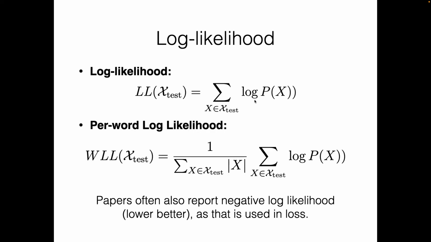We'll get to this in a bit, but here we want this number to be higher. But if you have a loss function, you often want it to be lower. So as the loss function, we'll be using minus log. I'll get to that in a bit. As a result, in papers, you'll usually see minus log or negative log likelihood reported.